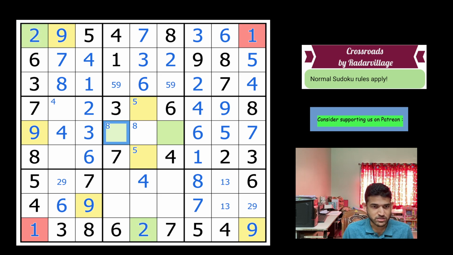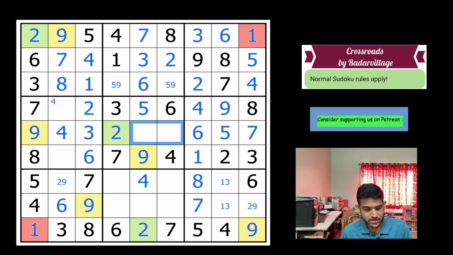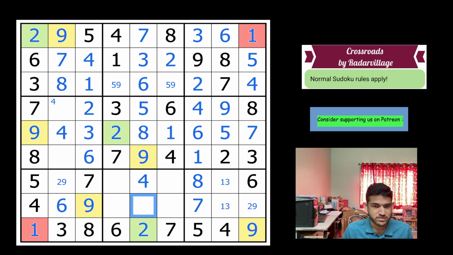And now 9 in box 5 has to go here, which puts a 5 here. And let's remove the color. And 2 in this box has to go here. So this is not a green anymore. So this becomes a 1, 8 pair. That is instantly resolved. 8 and 1. This is 1. This is 1.